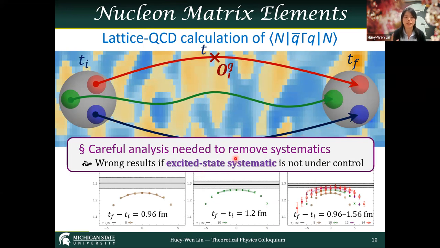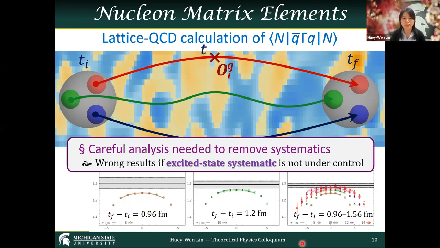And in the nucleon case, in the past about 5-10 years or so, people have realized that we can get the nucleon matrix element on the ground state only if we study the excited state contribution very carefully. What happens is, as we put the nucleon farther and farther away, we start to see the data we receive have much, much larger noise.